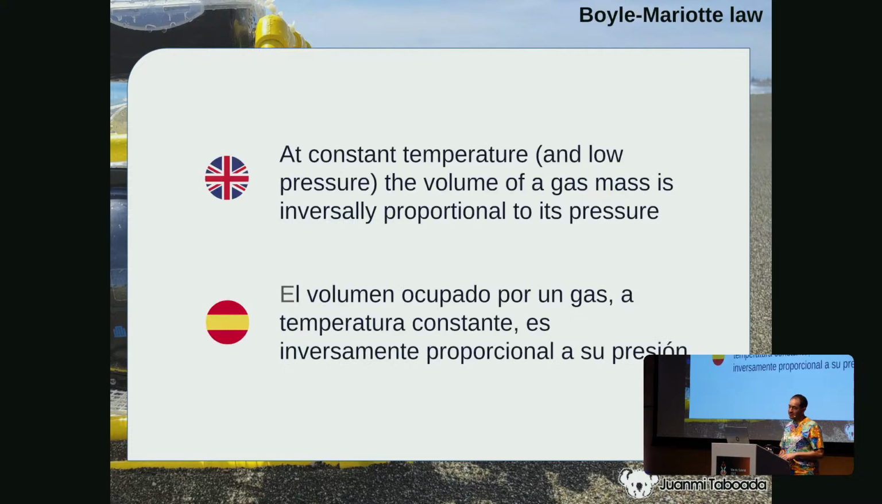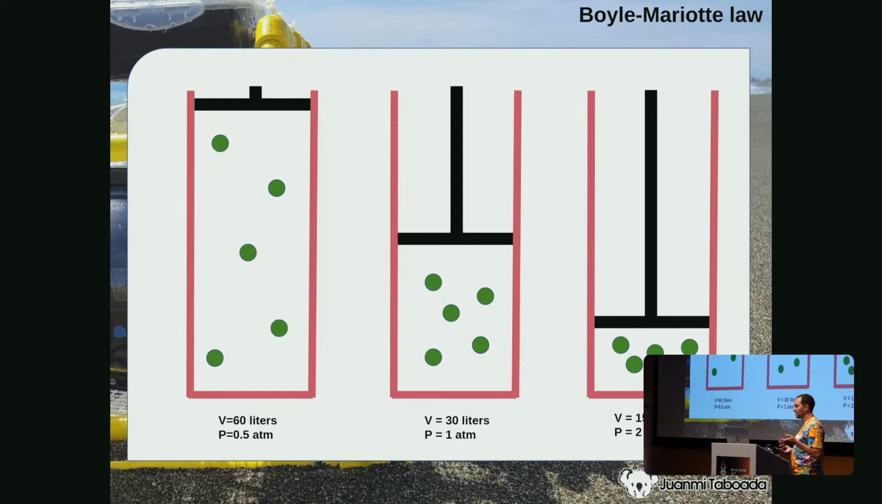But there is another law. This is the Boyle-Mariotte law, and it says that at constant temperature and low pressure, the volume of a gas mass is inversely proportional to its pressure. Again, what does it mean? We have a volume of 60 liters, and it's at half an atmosphere. If we compress it by half, we reduce the volume from 60 to 30. The pressure doubles, so we move from half an atmosphere to 1 atmosphere.